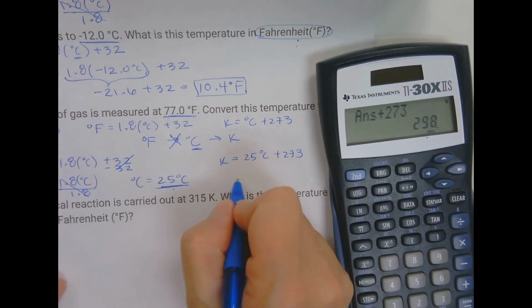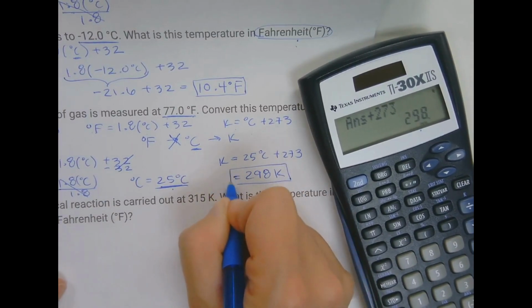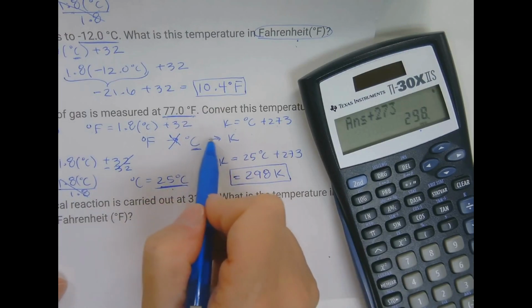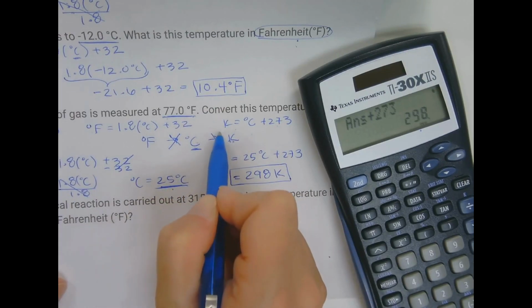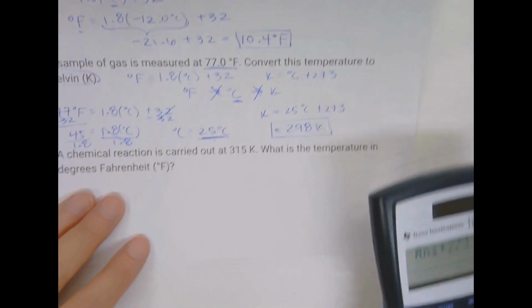So my answer is 298 Kelvin, okay? And just to be sure, I went from Celsius to Kelvin, so I'm going to cross that out. So there's our answer, 298 Kelvin. Okay, let's take a look at the next one.